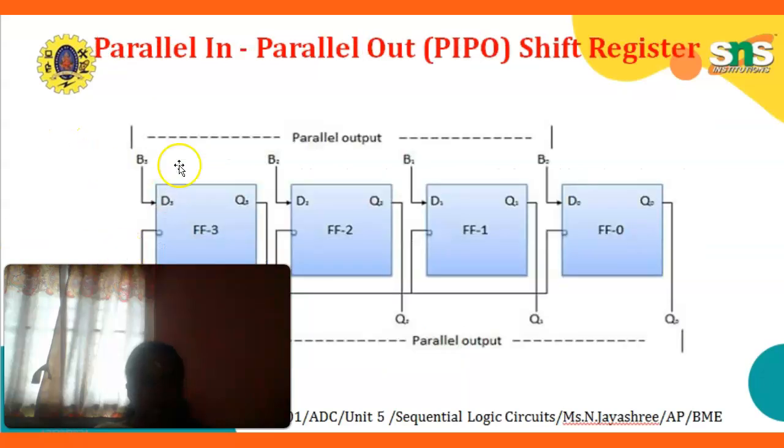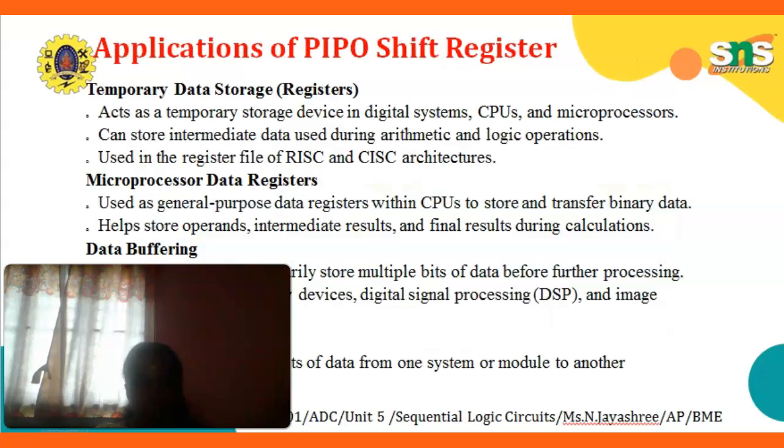So this is the block diagram of the parallel in parallel out shift register. Here at the top end the parallel input is given, and at the bottom end we are taking the outputs with the 4 flip-flops.